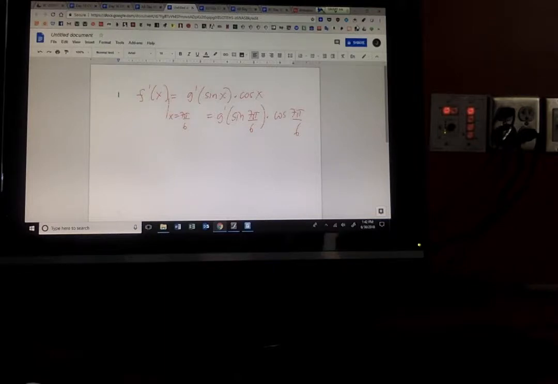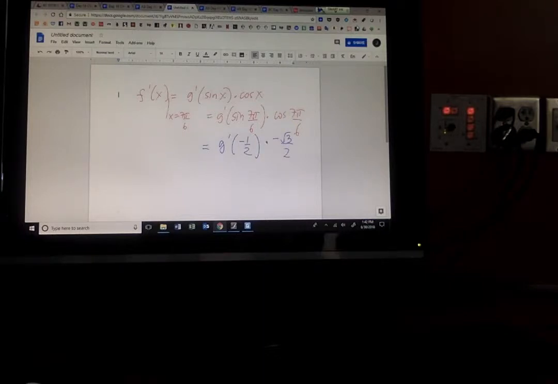What's 7π/6? Which quadrant? So 30 degree reference angle. Across is negative radical 3 over 2. So those of you wrapping it up, what's sine of 7π/6? Negative 1/2. What's cos of 7π/6? Negative radical 3 over 2.